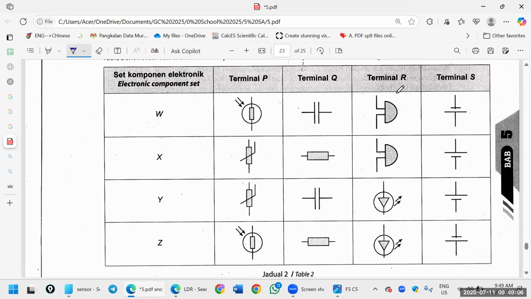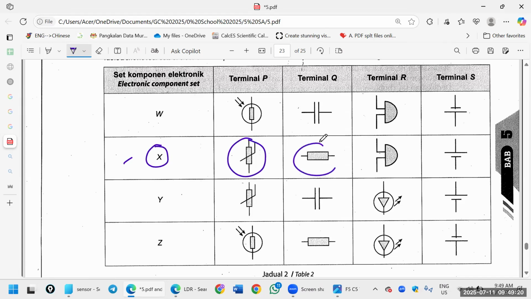Okay, which one is the best? W, X, Y, Z. Yeah, congratulations, it is X.